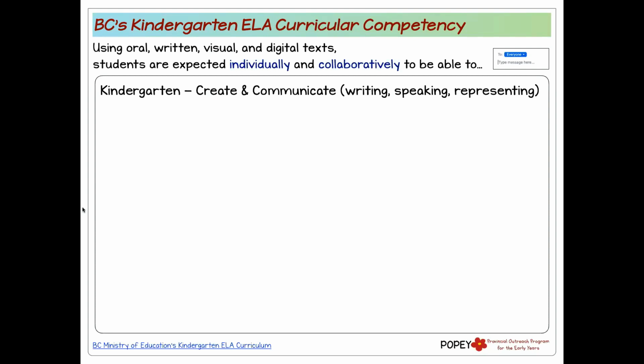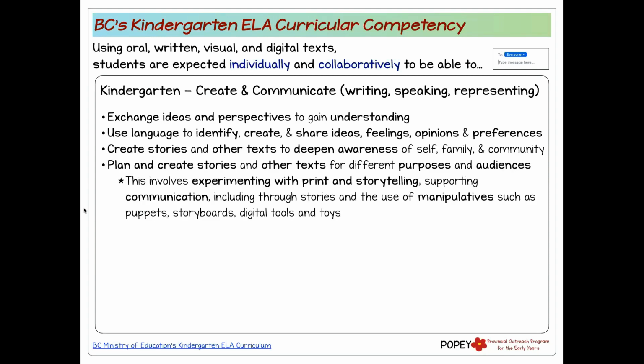I like what you touched on, so I'll just reveal what the curriculum does say. You've touched on a lot of it already with those few comments. If you notice there at the top, I've got those two words in blue font instead of black. Students are expected individually and collaboratively to be able to. Some of these things they may not be able to do on their own. That's part of the baby steps.